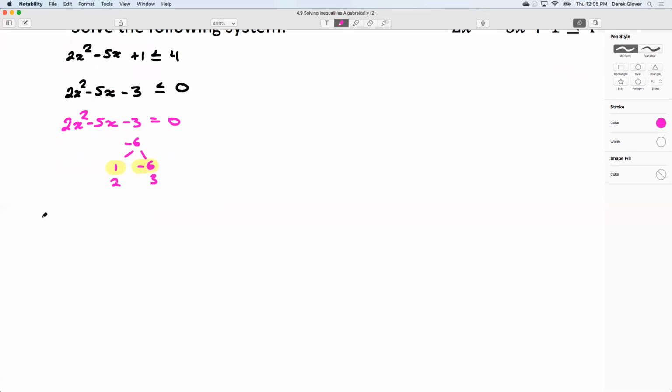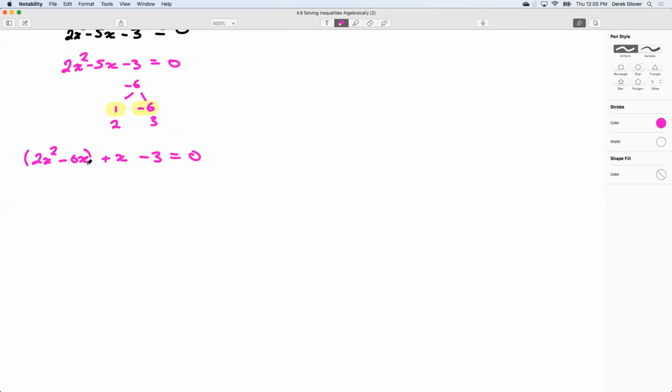So we need to split the middle term up now. So 2x squared minus 6x plus x minus 3 equals 0. I've just taken the -5x and split it into -6x plus x. And now we can put our brackets in and go ahead and factor this. We can remove 2x from the first set of brackets, so 2x times (x minus 3) plus 1 times (x minus 3) equals 0. And lo and behold, this is factored as (2x plus 1) times (x minus 3) equals 0.